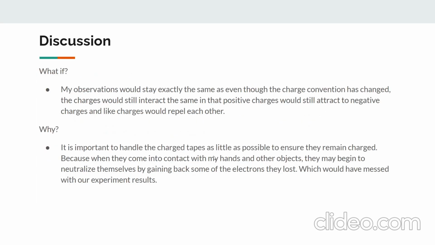For the what-if question, my observations would stay exactly the same, as even though the charge convention has changed, the charges would still interact the same, and the positive charges would still attract negative charges and like charges would repel each other. And for the why, it is important to handle the charged tapes as little as possible to ensure that they remain charged, because when they come in contact with my hands and other objects, they may begin to neutralize themselves by gaining back some of the electrons they lost, which would have messed with our experiment results.